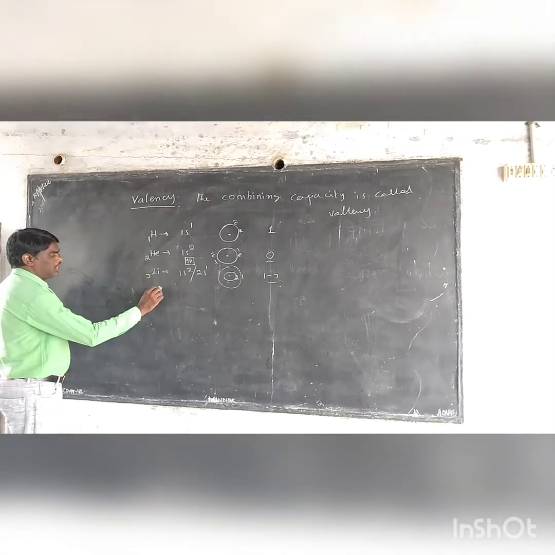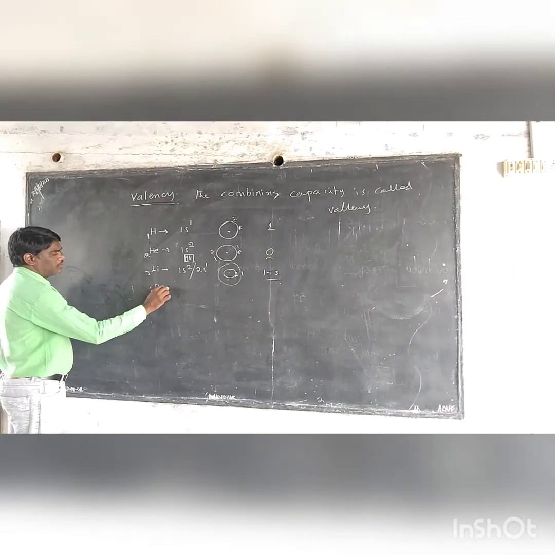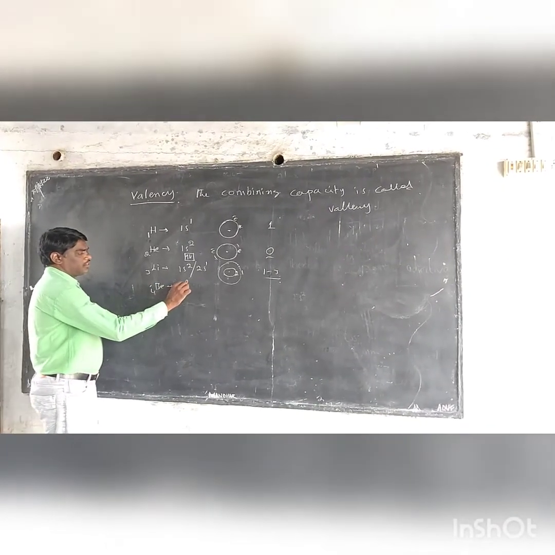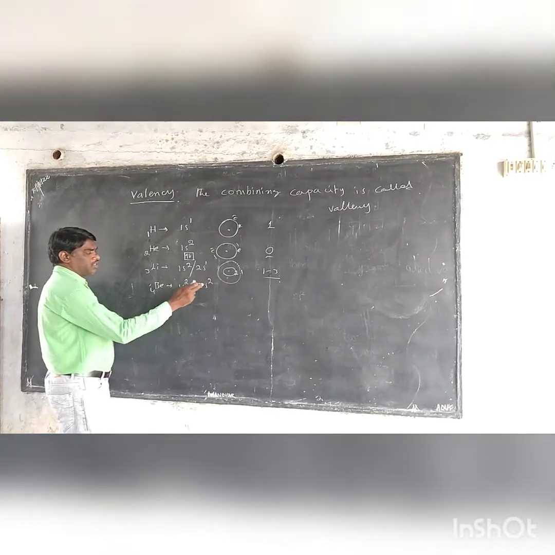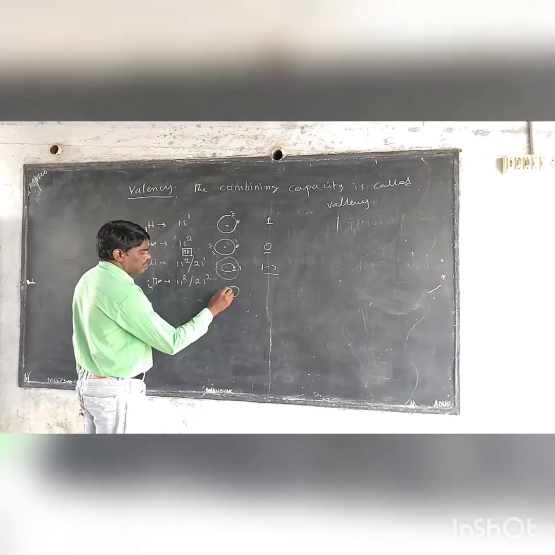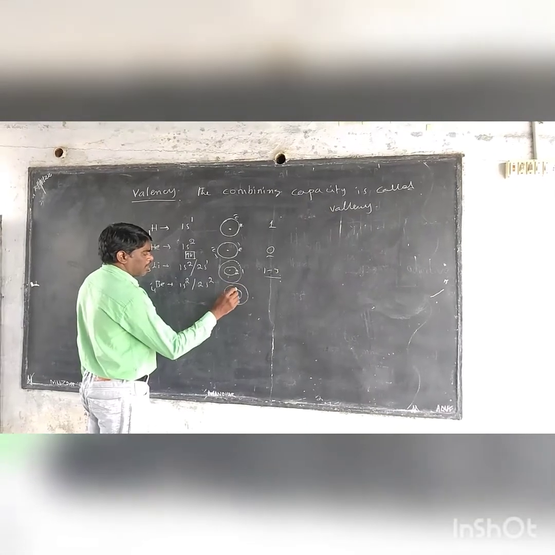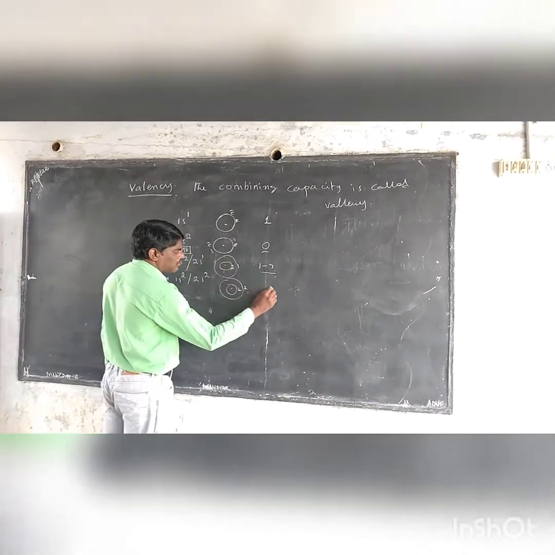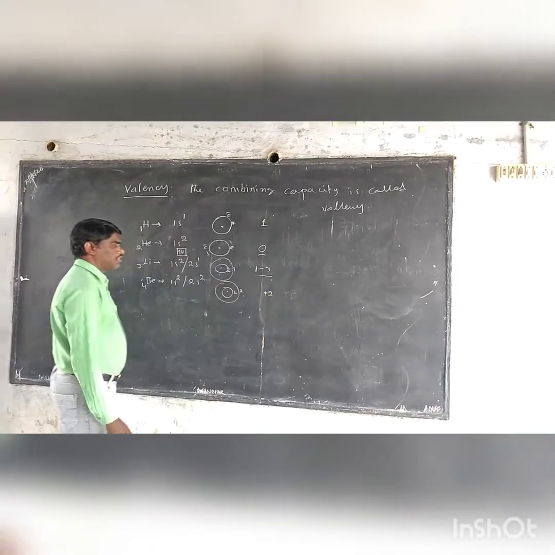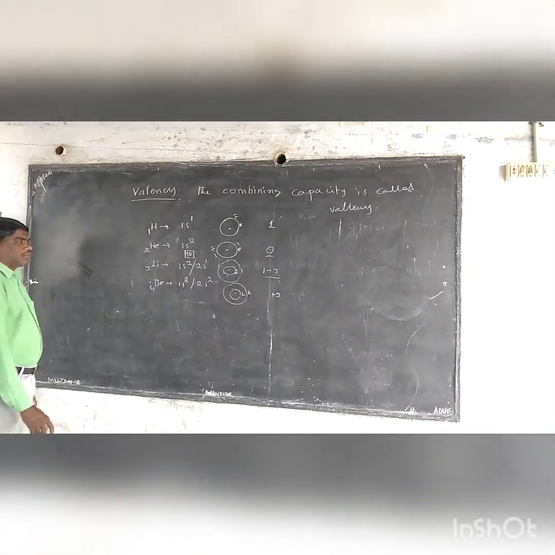Now you can write beryllium, atomic number 4. So electron configuration 1s2, second is 2s2. So the first shell has 2 electrons and the last shell has 2 electrons. The valency of beryllium is plus 1 to plus 2. So now next, boron.